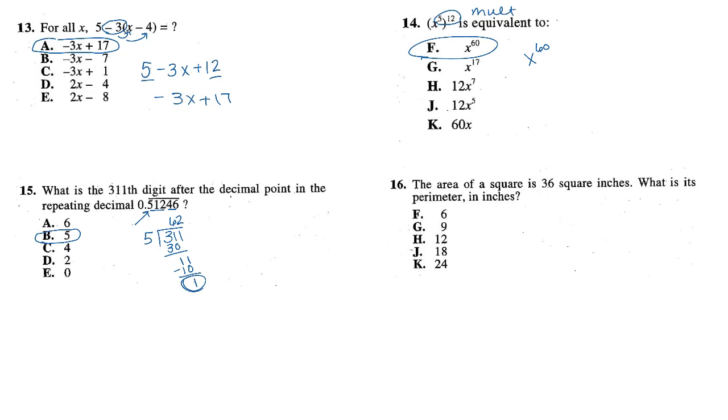All right, and for number 16, the area of a square is 6 square inches. What is the perimeter? Well, if we know the area formula, we're going to set that equal to 36. So our side length is 6, and so the perimeter is 4 times S. So that's going to be 4 times 6, which is 24. So 16 should be answer choice K.